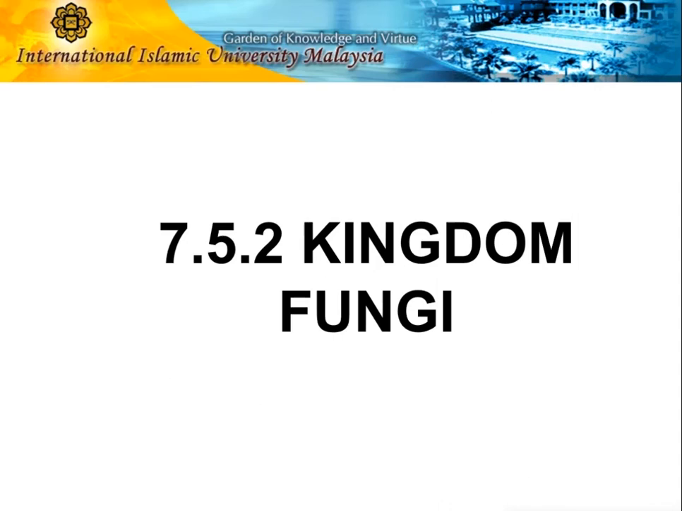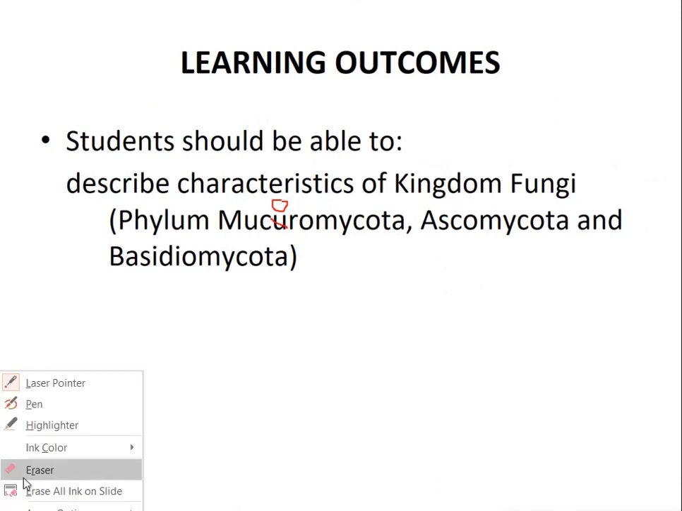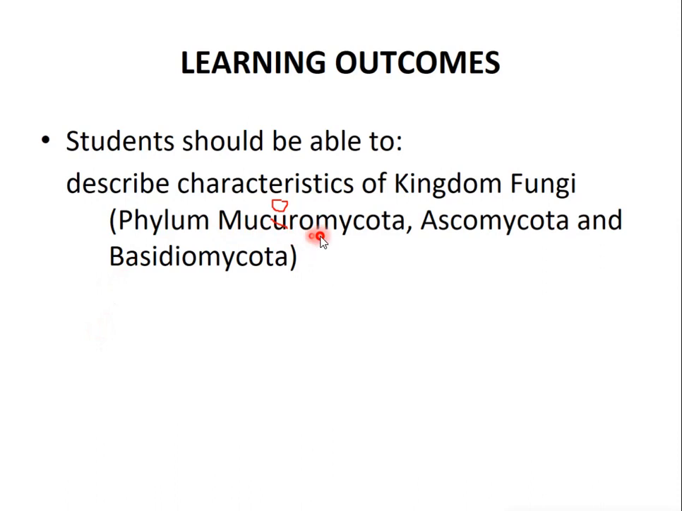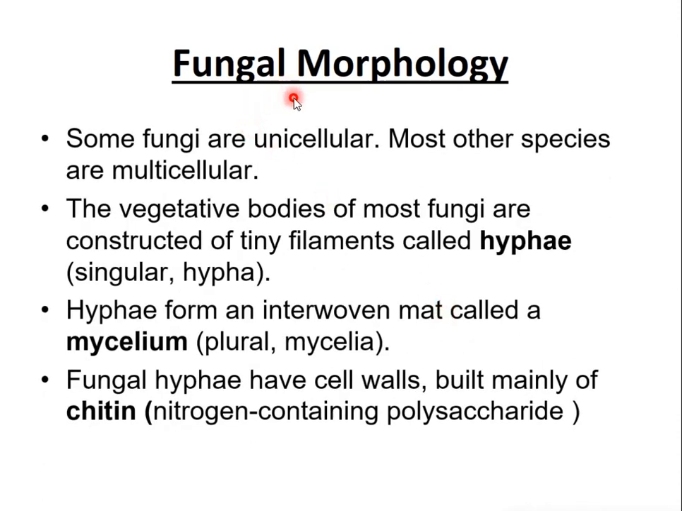Now we are going to discuss the kingdom of fungi. In the kingdom of fungi, what we should know is the characteristics of the organism. Describe the characteristics of kingdom fungi, which includes three phyla. Sorry, Phylum Mucoromycota, it should be O instead of U: Mucoromycota, Ascomycota, and Basidiomycota. Before we continue, we need to learn about fungal morphology.